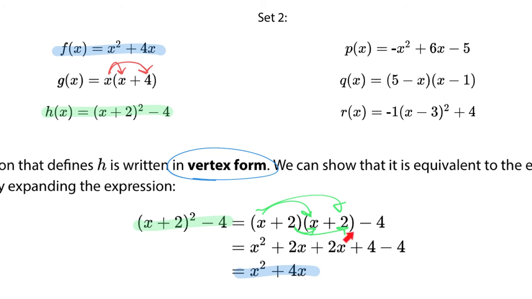And once they get to this point, they combine all of their like terms. They have 2x and 2x to be 4x. They end up with a plus 4 from this last distributive property, and then there's still this minus 4 from what we started with. So that just ends up being 0. And so we simplify to just x squared plus 4x, which is the exact same thing as f.